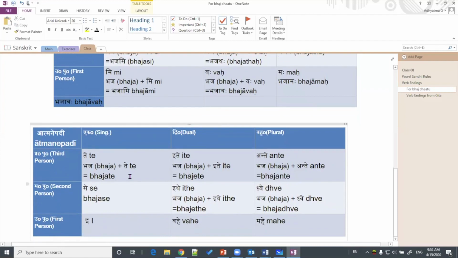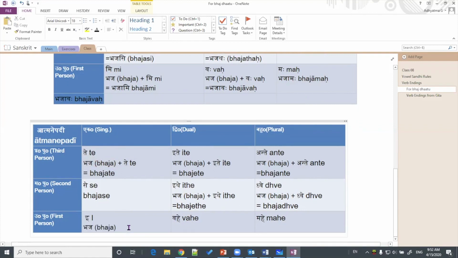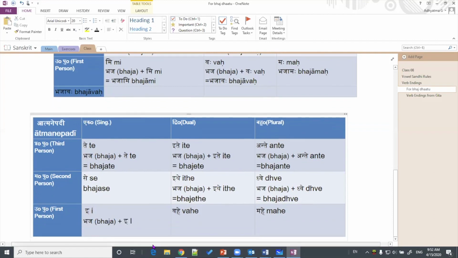Here is just adding the ikara, and again we know from the rules of sandhi, it's actually a small ikara, short i. So the same sandhi would apply here, and it would become bhaje. And before these suffixes, vahe and mahe, it elongates, like bhajāvaha and bhajāmaha.